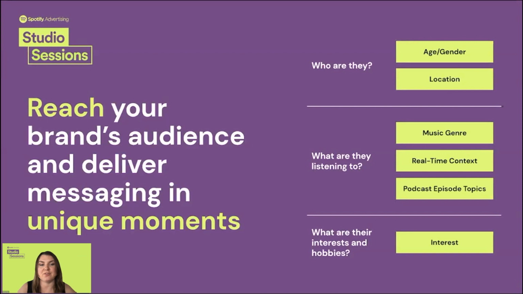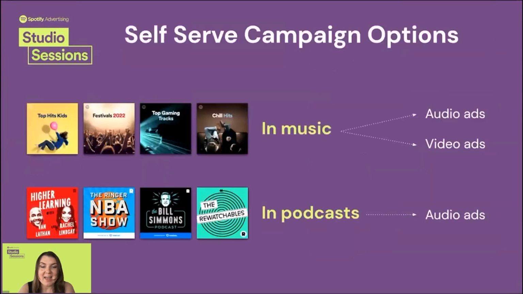So you can target them based off of music genres, where your ad would be served after a specific genre is played, real-time contexts, where listeners are streaming in specific moments throughout their day, or interest, their general interest, and reach the audience based off of activities and topics that they're passionate about. Additionally, in our podcast inventory, you're able to target based on podcast episodes, topics that they're currently listening to as well. In terms of format, we offer both audio and video advertising. However, video is only available on music ads currently.